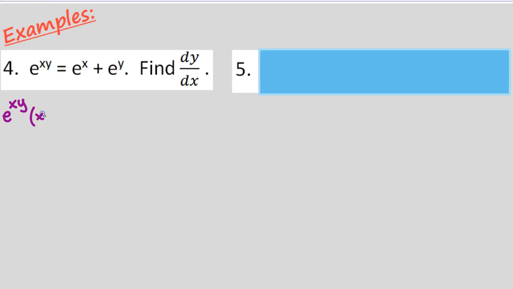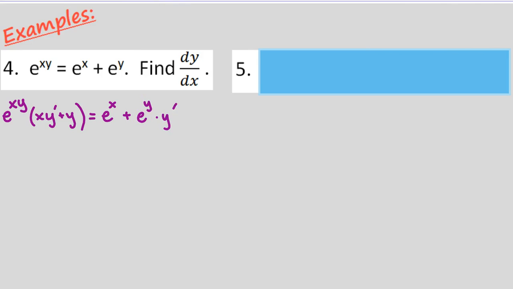The first times the derivative of the second plus the second times the derivative of the first, which is just 1. And then on the other side, the derivative of e to the x is e to the x, and the derivative of e to the y with respect to x would be e to the y times the derivative of y. E to the something times the derivative of the something.